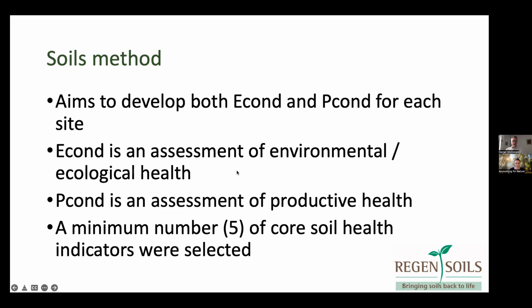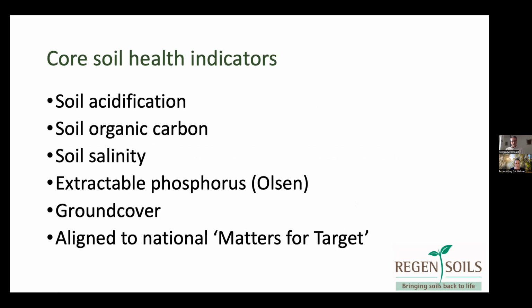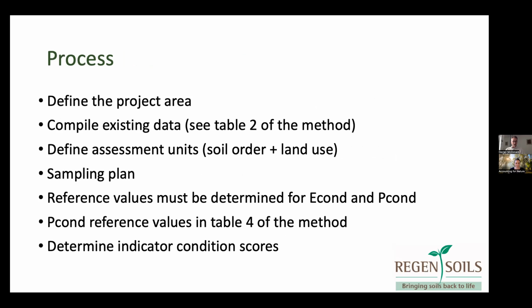So we elected a minimum number of 5 core soil health indicators. These 5 indicators are soil acidification, so really a measure of pH, soil organic carbon, soil salinity, extractable phosphorus using the Olsen method, and a measure of ground cover, and these indicators are aligned to the national monitoring targets.